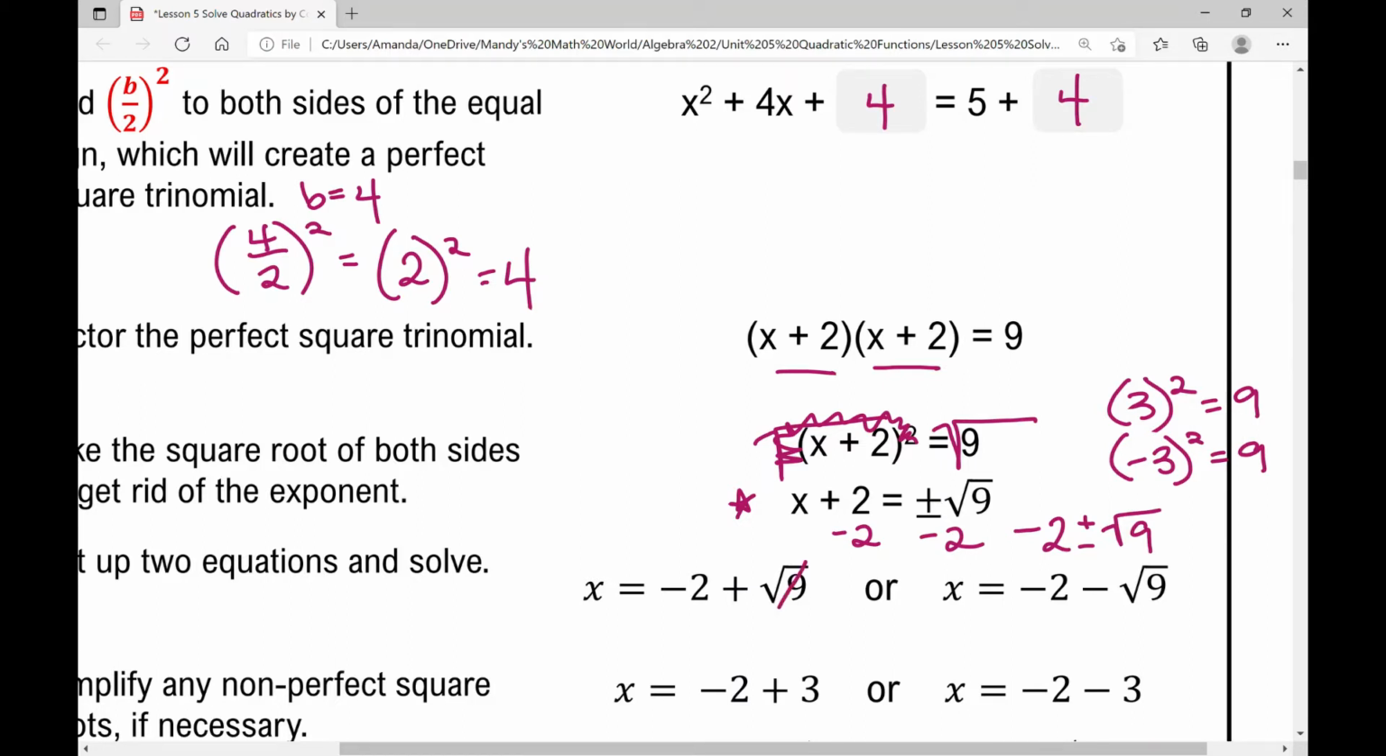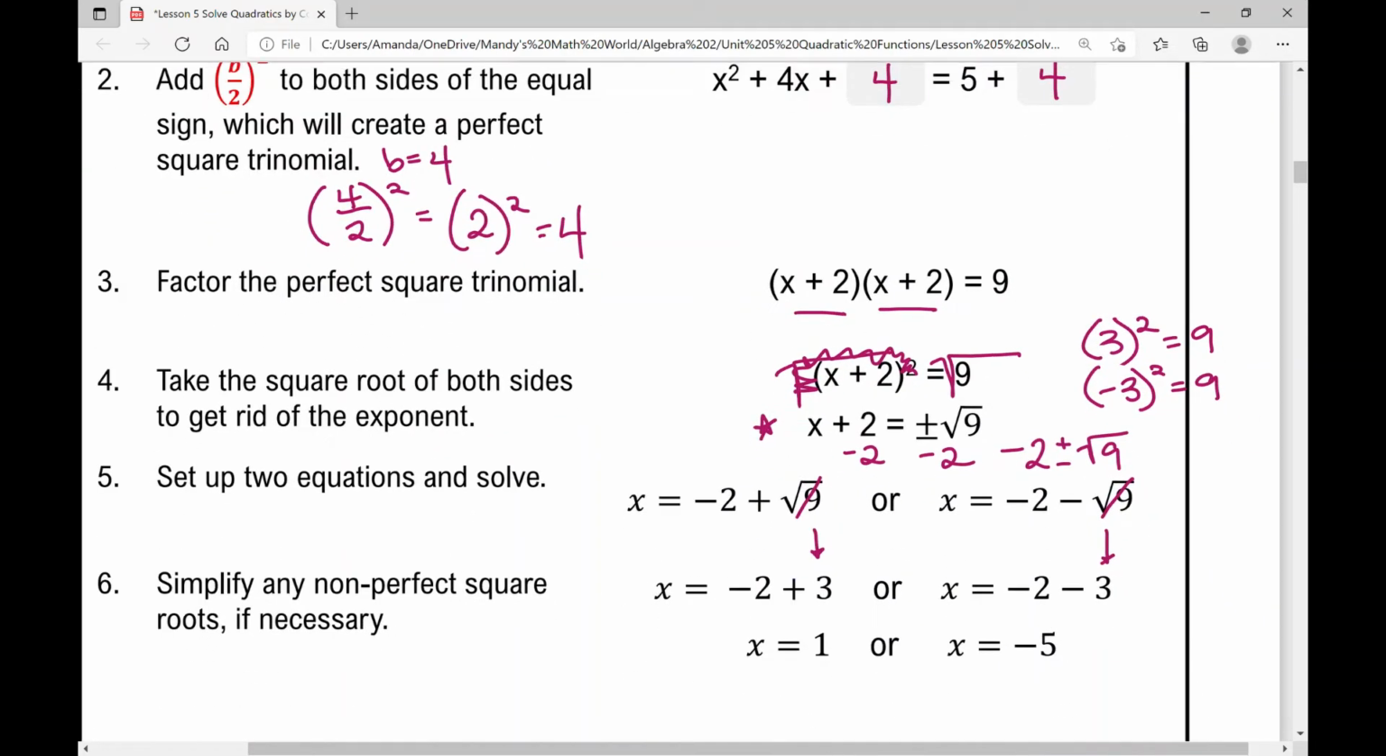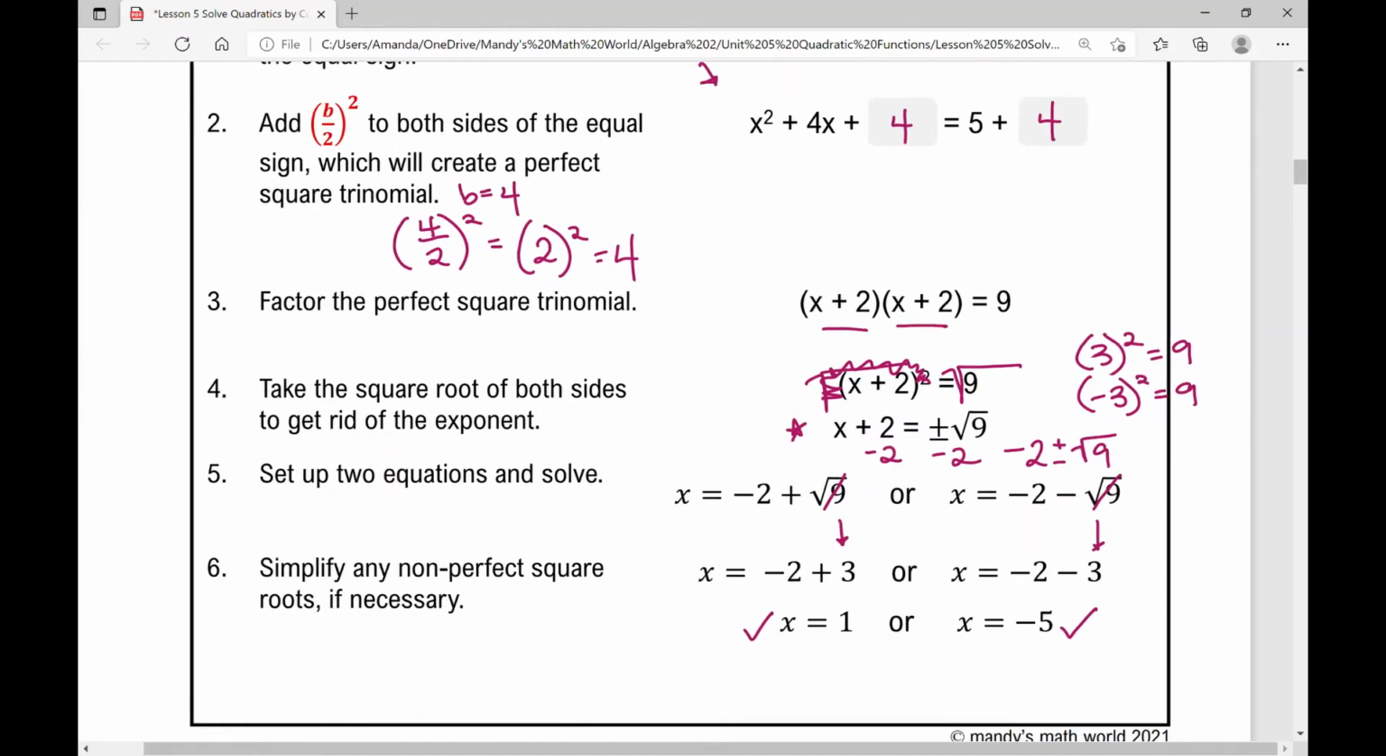What is the square root of 9? It's 3, right? So what we've got here is x equals negative 2 plus 3, which is 1, or x equals negative 2 minus 3, which is negative 5. I've got two answers here. X could be 1 or x could be negative 5, and if I plugged those into my original equation, both of those would work. So you can always write your answers like this.